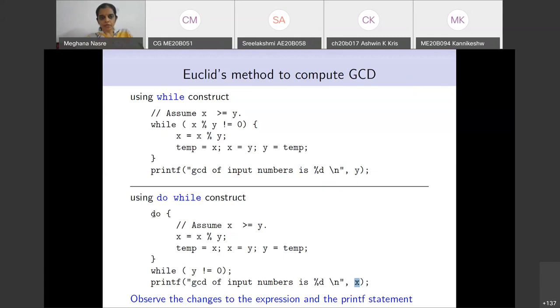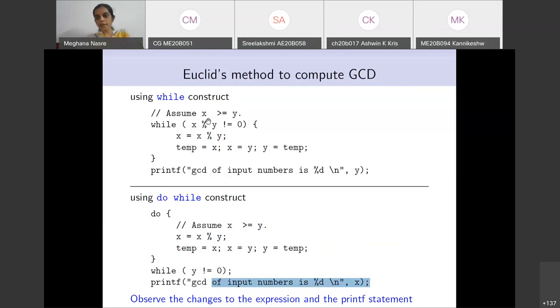But at the moment, we are making use of the do while construct to modify our earlier program by keeping the body of the while loop exactly the same as we had earlier, but changing the expression as well as changing the variable in which the GCD resides. It is no longer in y, it is in fact in x now.